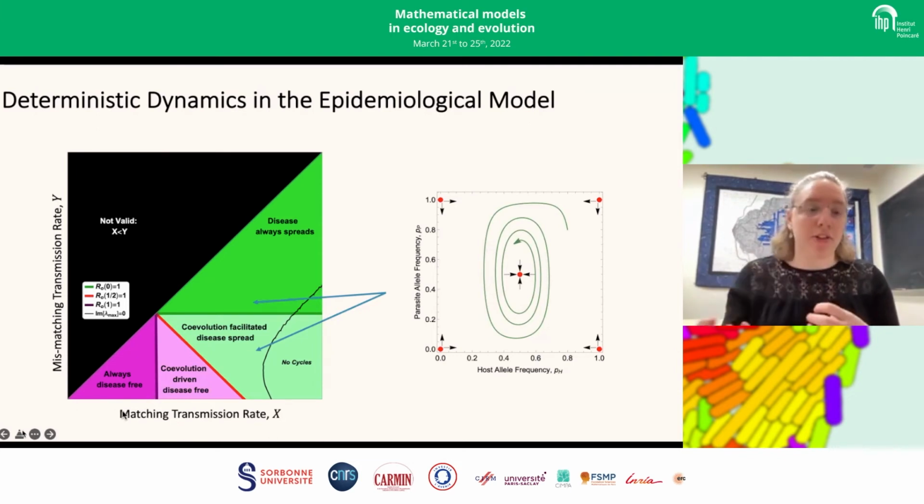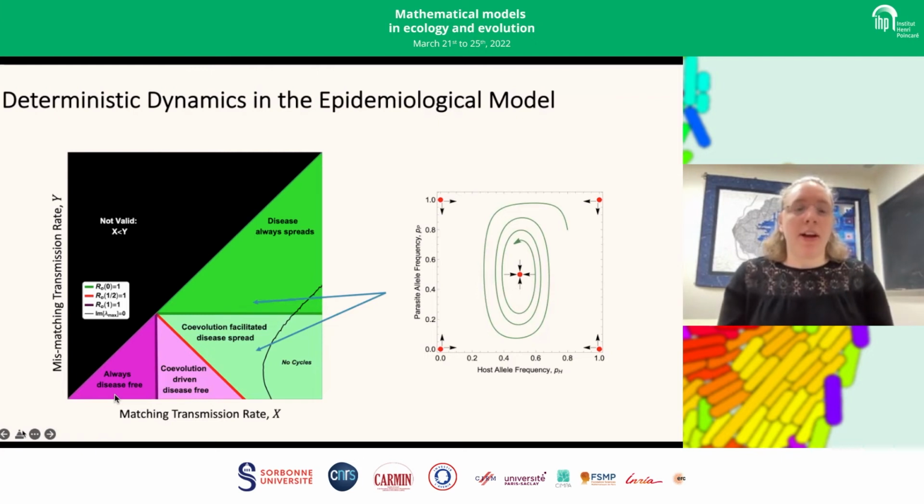This is the rate at which matching parasites are transmitted to matching hosts. And on the y-axis, the mismatching transmission rate. So this red line here is that classic R naught equals 1. And so if you fall above that red line, the disease is going to spread and there's going to be coevolution. And if it falls below that line, then the disease will ultimately go extinct. But how the disease goes extinct or manages to survive is a little bit more complicated. So if you live in this dark purple area, then the parasite is guaranteed to go extinct, is unable to spread regardless of coevolution.